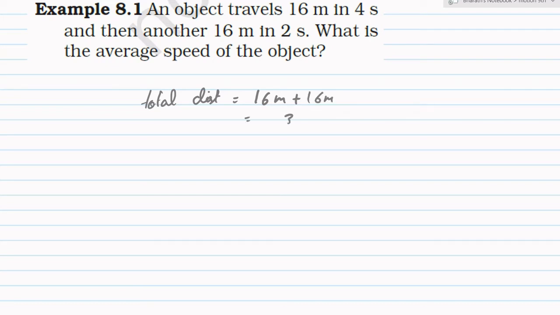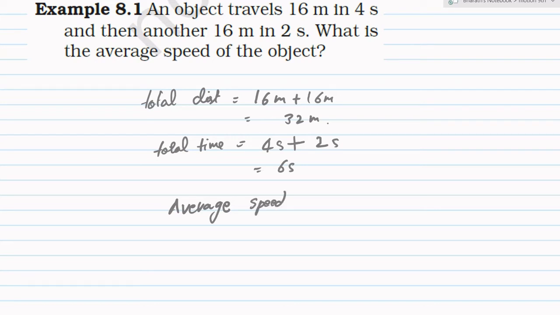So it's totally 32 meters. And then total time taken, which is 4 seconds plus 2 seconds, that is 6 seconds. Now you can calculate the average speed using the above formula. You need to write the formula when you're writing it in exam. I'm just gonna put the values directly. So average speed is total distance by total time, which is nothing but 5.33 meters per second.